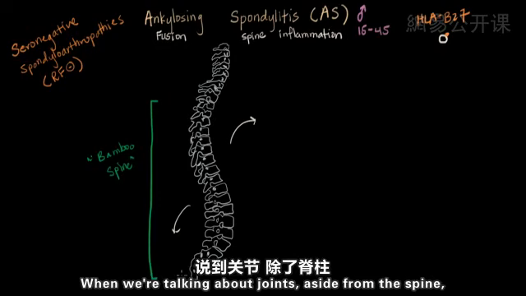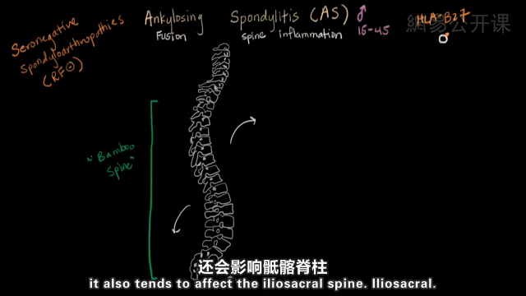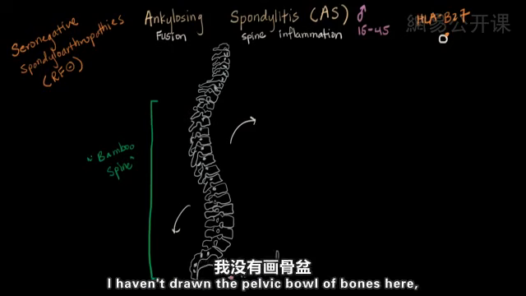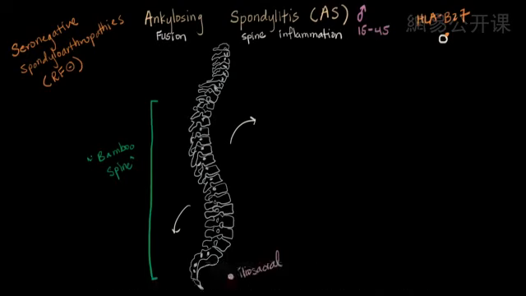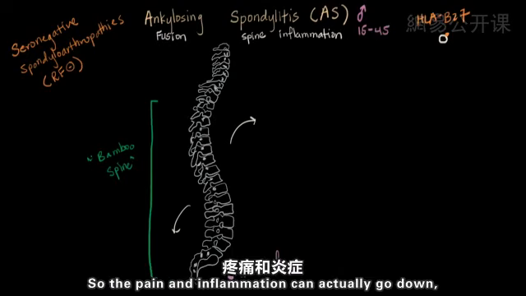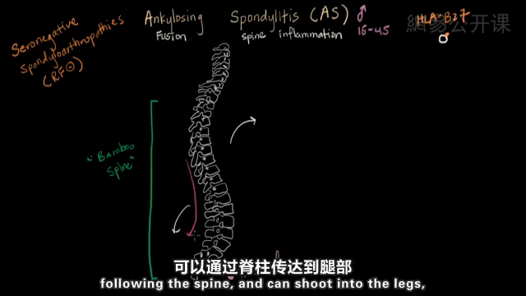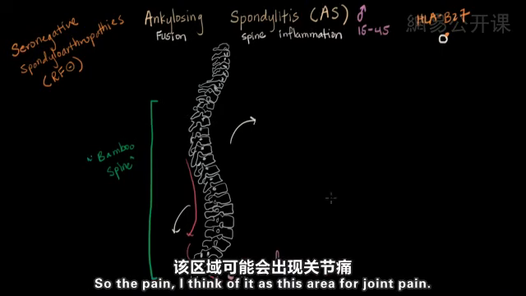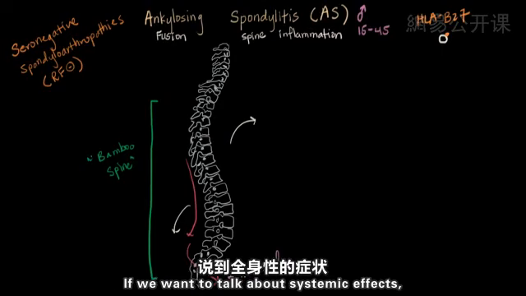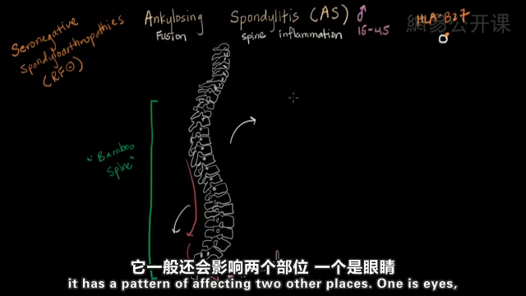When we're talking about joints, aside from the spine, it also tends to affect the iliosacral joint. Iliosacral. I haven't drawn the pelvic bowl of bones here. But this is the joint that, think of it as how your leg, your thigh, attaches to your body. So the pain and inflammation can actually go down following the spine and can shoot into the legs. And the iliosacral joint itself can be affected as well. So the pain, I think of it as this area for joint pain. And if we want to talk about systemic effects, it has a pattern of affecting two other places.